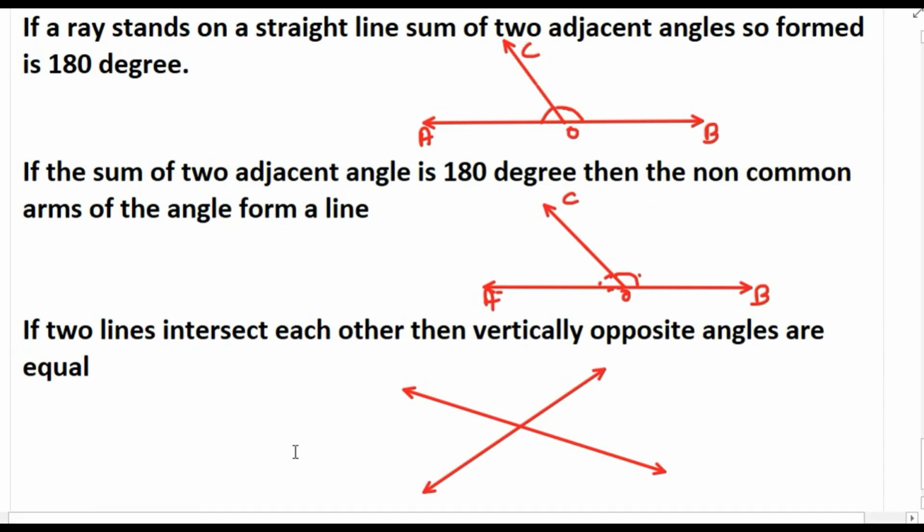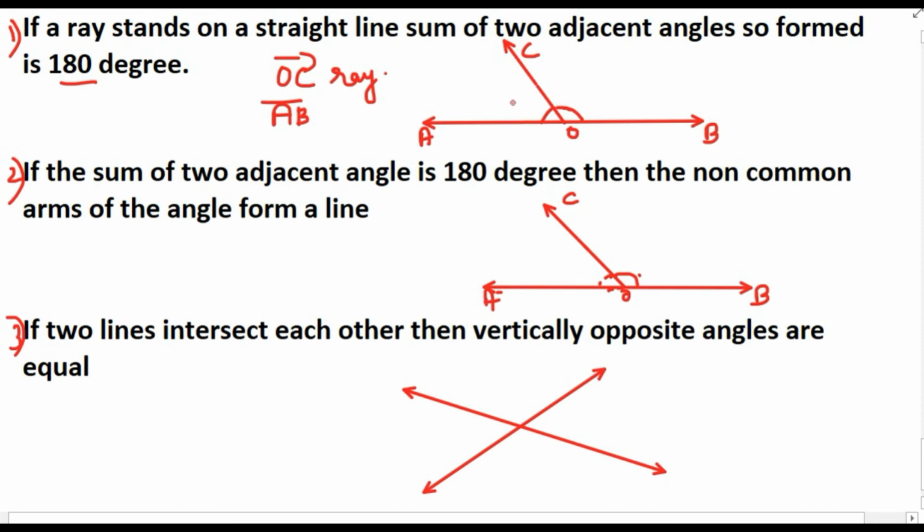Now we need to learn three important results to solve the problems from this chapter. The first one is, if a ray stands on a straight line, the sum of the two adjacent angles formed is 180 degrees. You can see that a ray OC is standing on a straight line AB. AB is the straight line, OC is the ray. So if a ray stands on a straight line, then the sum of the adjacent angles formed is 180 degrees.